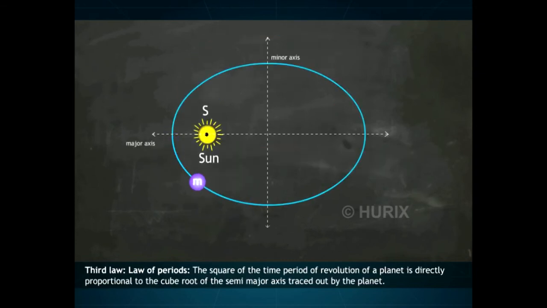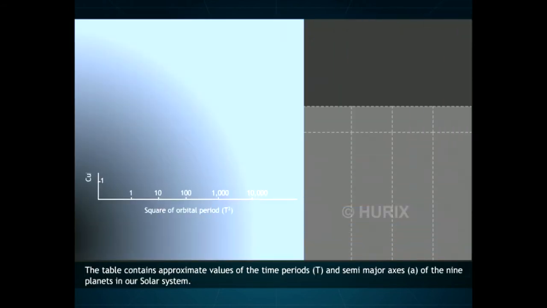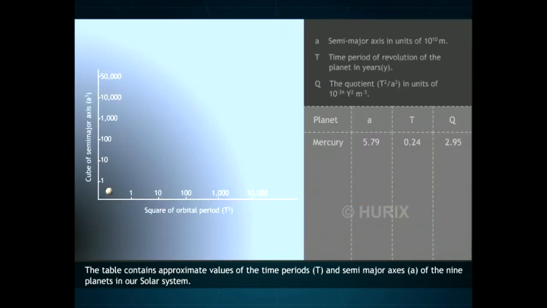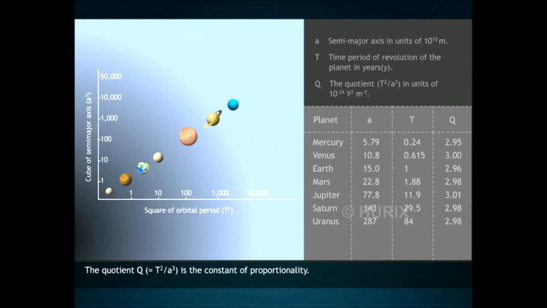Third law, law of periods. The square of the time period of revolution of a planet is directly proportional to the cube of the semi-major axis traced out by the planet. The table contains approximate values of the time periods t and semi-major axes a of the 9 planets in our solar system. The quotient q equals t squared by a cubed is the constant of proportionality.